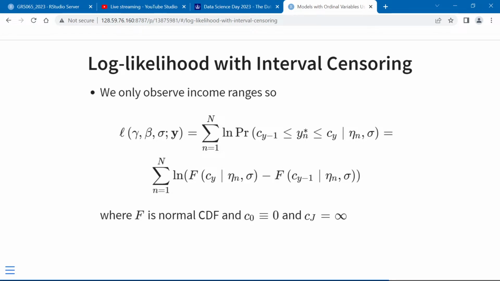And the probability of a continuous random variable being between here and there is the difference in the CDF at the top and at the bottom, conditional on eta, which depends on beta and gamma and sigma and whatnot. So, implicitly assuming that the extreme cut points, C0 and C capital J, are 0 and infinity, respectively. But the probability of being less than or equal to infinity is 1. So it works out for the last category and the first category. So when BRMS, which can do interval censoring models, does the log likelihood, that's what it uses.